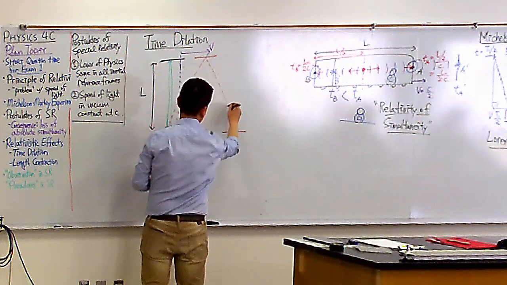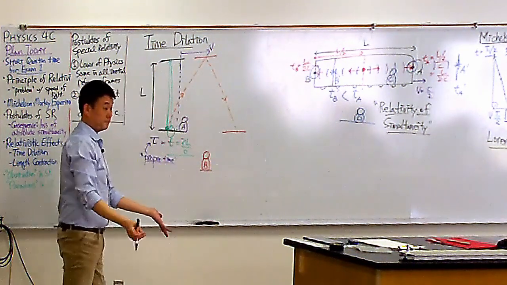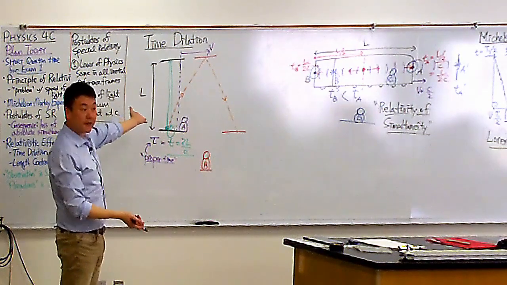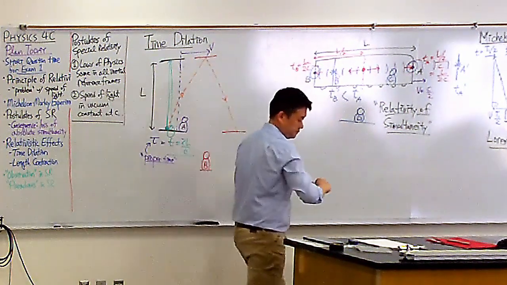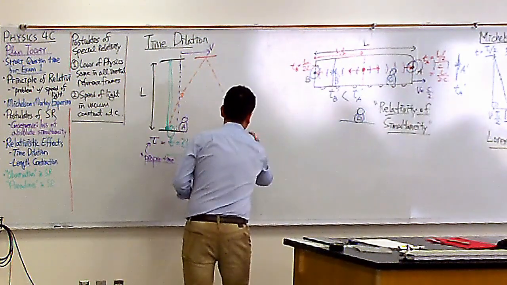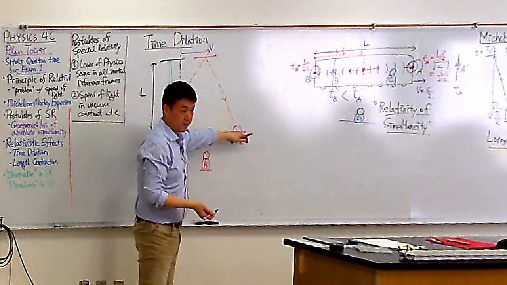So this is the path of the light that the observer B sees. Okay? And that's what he observes. And let's see at what time t the light comes back to this mirror.